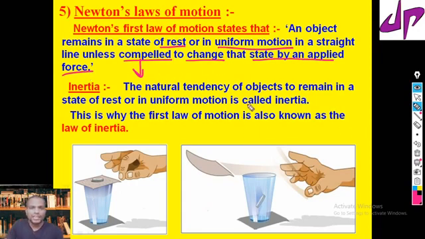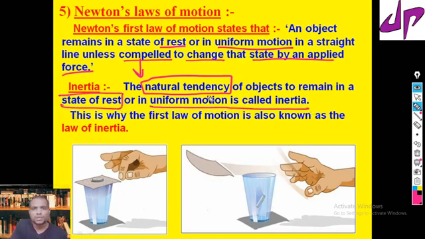Now, why don't they want to change? If an object is at rest, suppose this pen is at rest on the table, that pen doesn't want to change. Now we will say that it's a natural tendency. It means it's one of the properties, a natural tendency of objects to remain in the state of rest or in the state of uniform motion. That natural tendency is called inertia. It's a very important term.